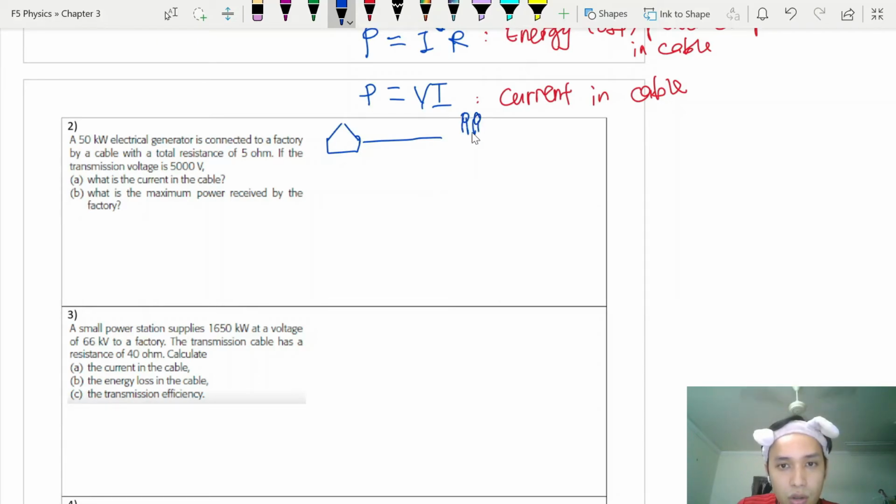Don't know what factory is this. So here is 50 kilowatts, and then the factory, the cable resistance here is 5 ohm. This is your electrical cable. If the transmission voltage is 5000 volts, what is the current in the cable? To calculate the current in the cable, I need to use this formula, P equals VI.